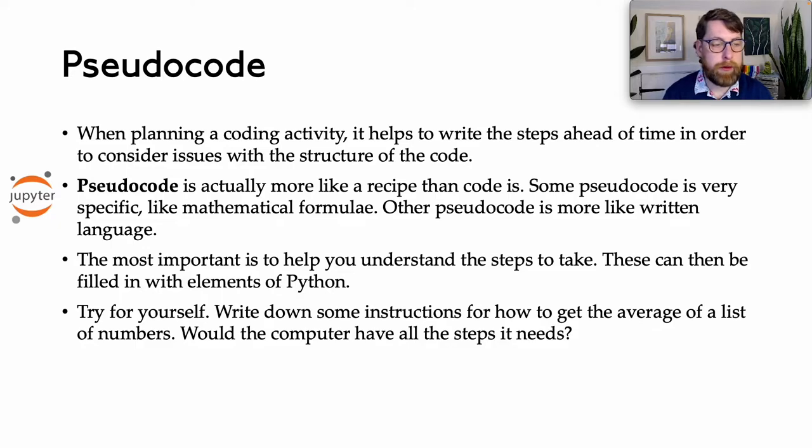So you can try pseudocode for yourself by writing down some instructions and then seeing different ways of writing it. So in the book, I cover how to get the average of a set of numbers. And we look at it as mathematical notation, which is like, you know, E, X sub I, and so forth. But also like a written way of talking about it in a way that's kind of like Python code. Why don't you try yourself, though? Write down some instructions for how to get the average of a list of numbers. If you did that, would the computer have all the steps that it needs, or does the computer need something else? Have you made some assumptions in here that would work for you, but not necessarily for a computer?